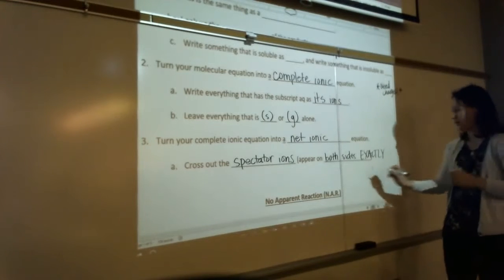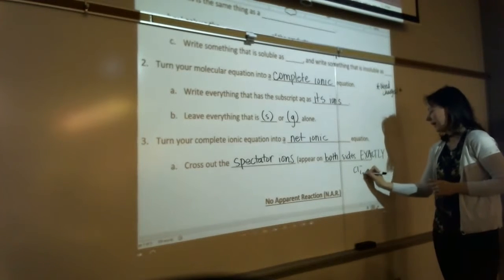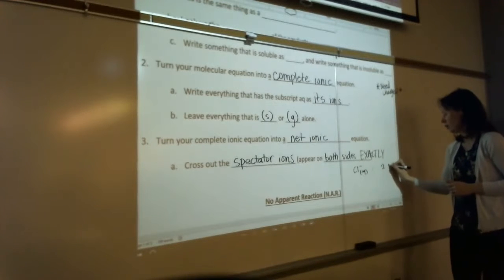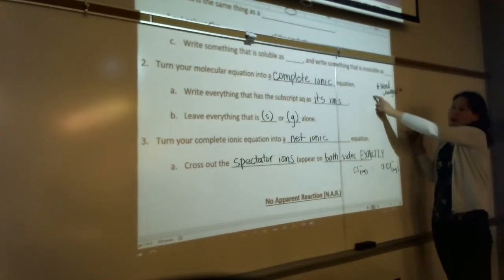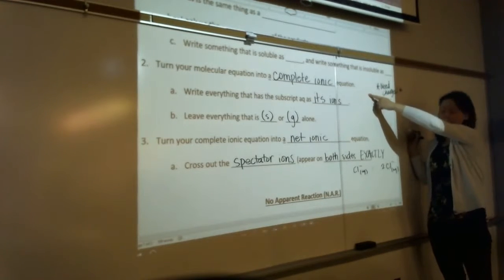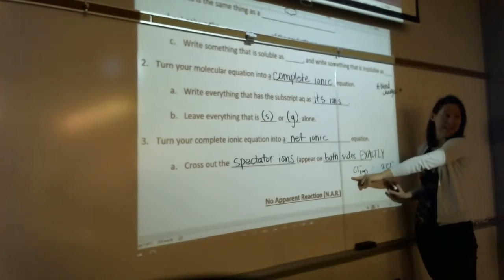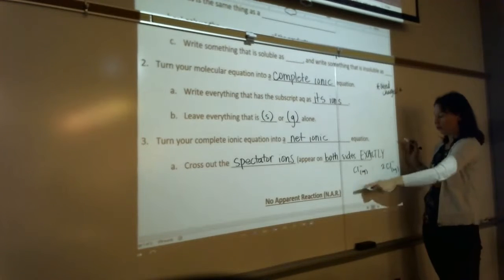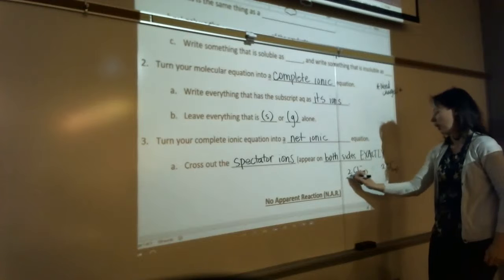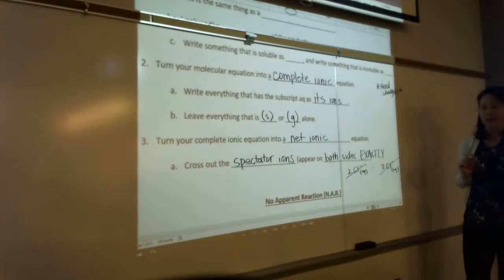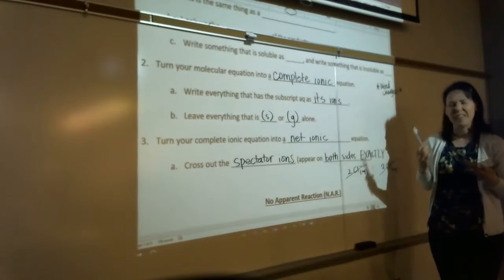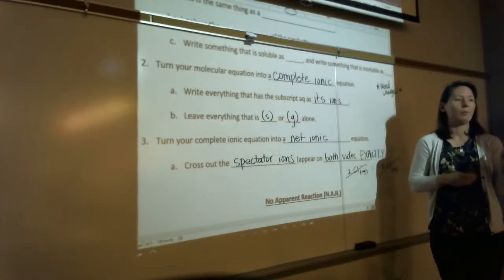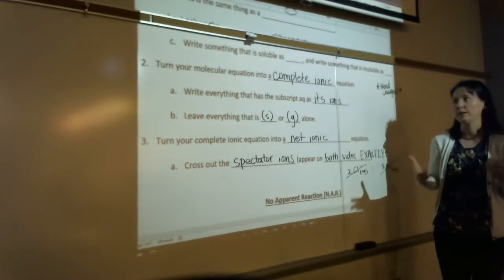So for instance, if on one side you've got Cl minus (aq), and on the other side you've got 2Cl minus (aq), something's wrong. You need to go back and double check your complete ionic equation because the coefficients should match exactly. And if they don't match exactly, you need to go back and double check up here, because they should match exactly. Coefficient and charge and everything. So you just cross those out, and what you're left with is the net ionic equation. Okay, I know this sounds kind of like a bunch of goobly-goop right now, but when we go through examples, I think you'll see it's not really that bad.